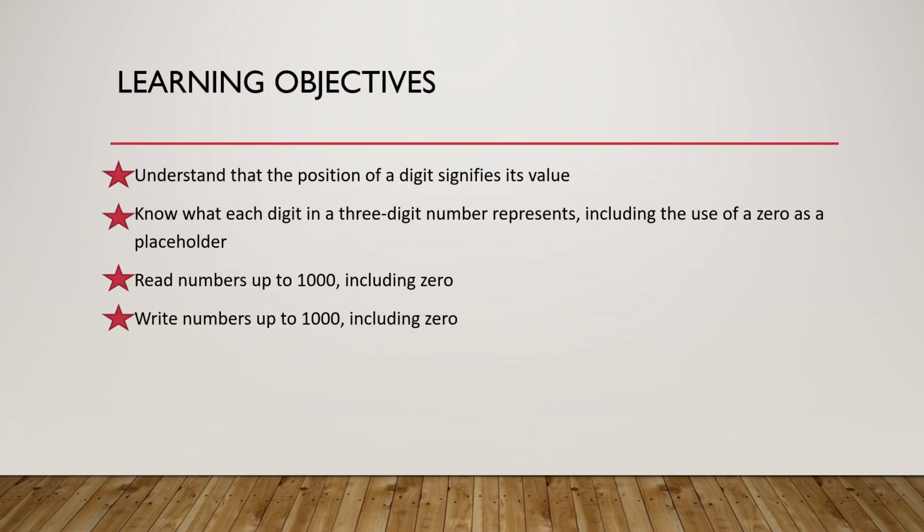So in this little video, we looked at understanding the position of the number signifies its value. So we looked at 700, 4 tens, 2 ones. We knew what each digit represented, including using 0, and we were able to read and write numbers up to 1,000.